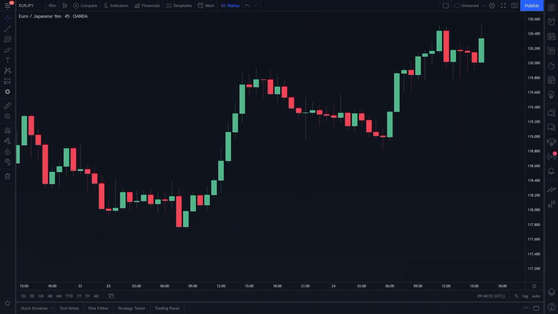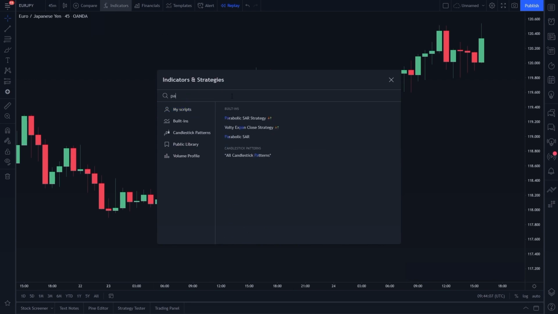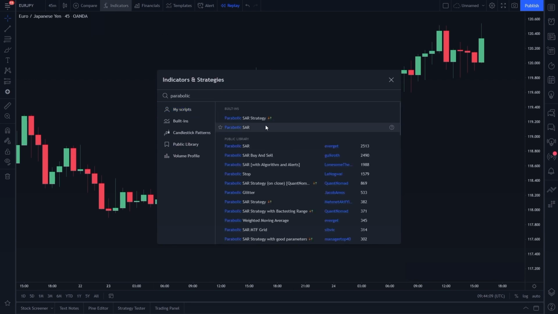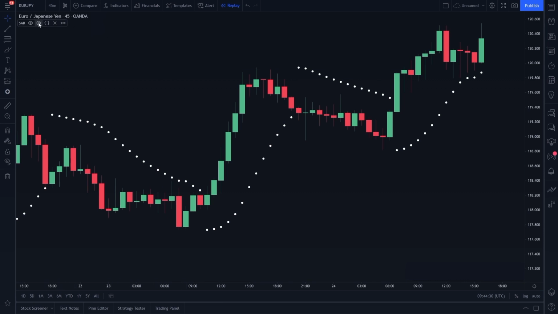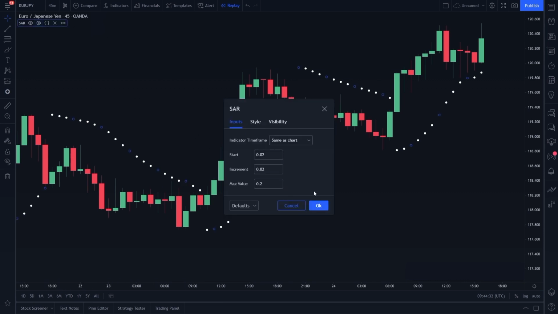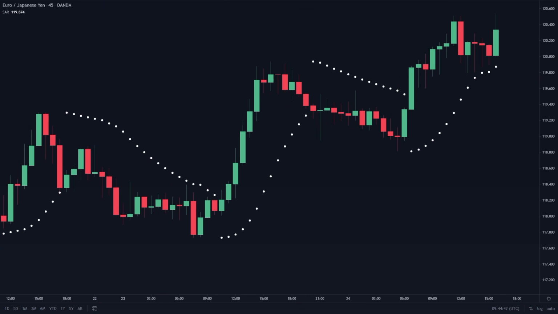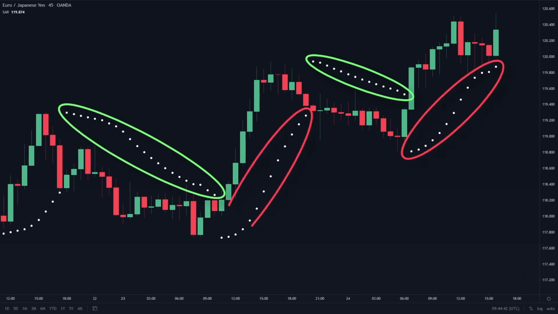So first, let's apply it onto our chart. You go to the indicator section, type in Parabolic, and click the one that says Parabolic SAR. Now for the settings, I prefer to leave it as it is and just use the default settings. And so here's how the indicator would look. Immediately, you'll see multiple dots that are positioned either above or below the candle.